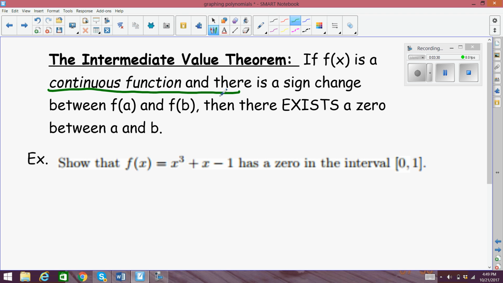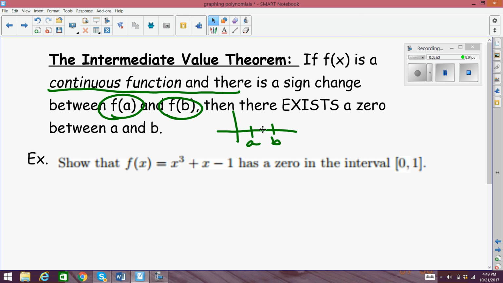If f of x is a continuous function, and there is a sign change between f of a and f of b, then there exists a 0 between a and b. Okay? So let's just sketch what that means. So let's call this a, and let's call this b. And there's a sign change of the function between a and b. What that means is, for certain, if the function's continuous, that there's a 0 between a and b somewhere.